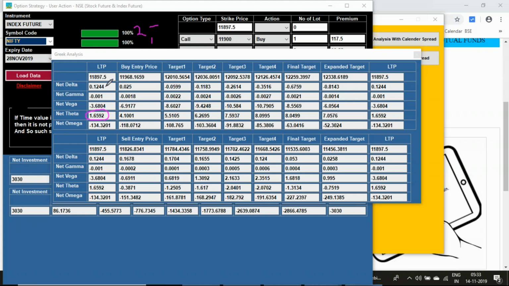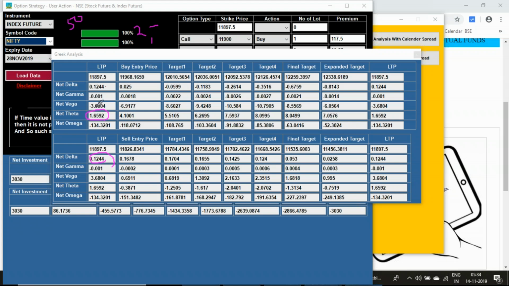if this Nifty goes up by 50 rupees, then 50 multiplied by 0.12, so 6 rupees value will be added to this strategy. For this strategy, each 100 rupee move in the Nifty will add 12 rupees profit into your basket. Same way, every 100 rupee fall will deduct 12 rupees of profit because it is positive delta. In an uptrend you will make the profit, in a downtrend you will make losses. Positive delta means in an uptrend you will make profit, in a downtrend you will make losses.